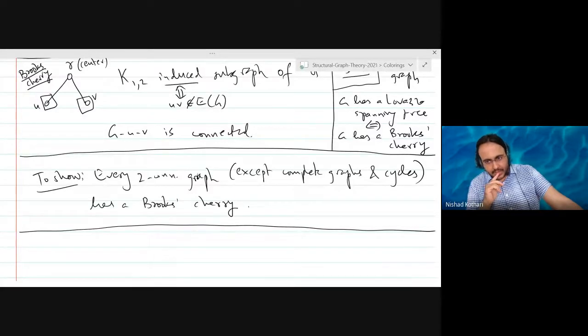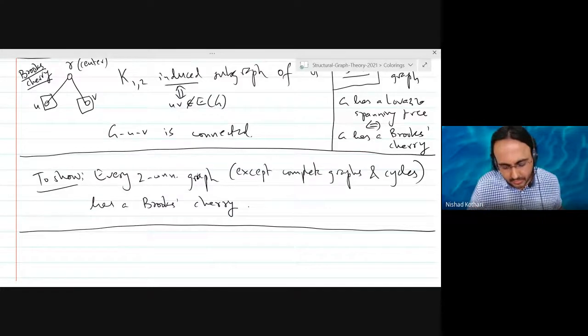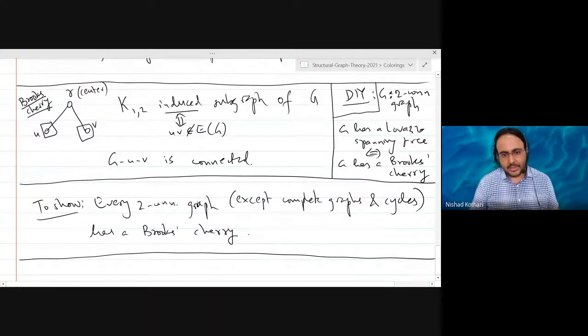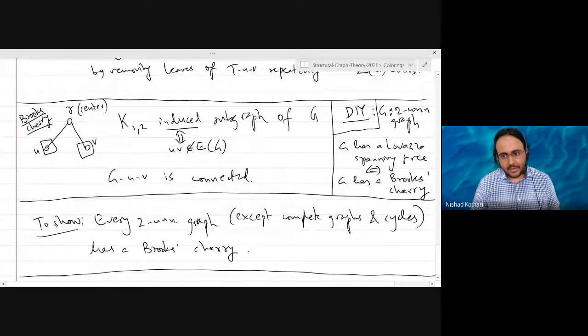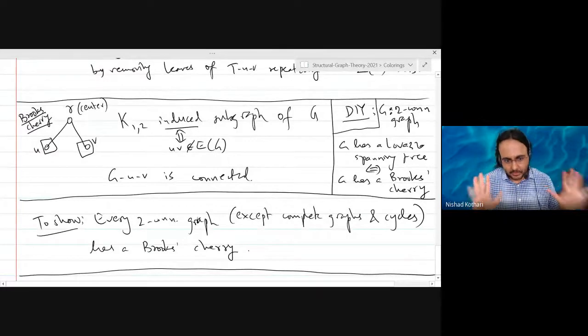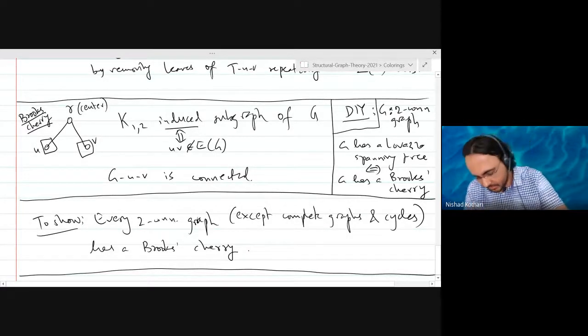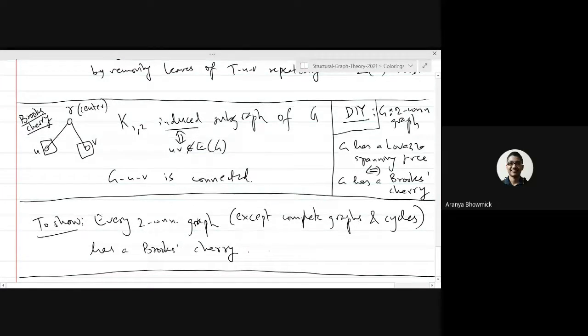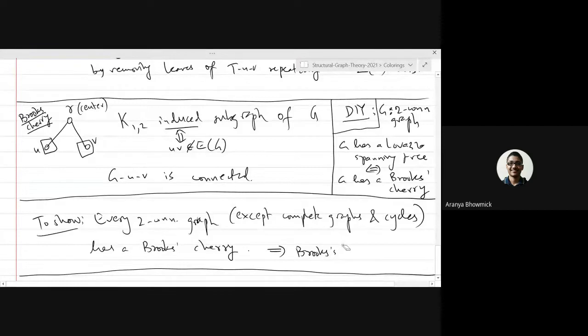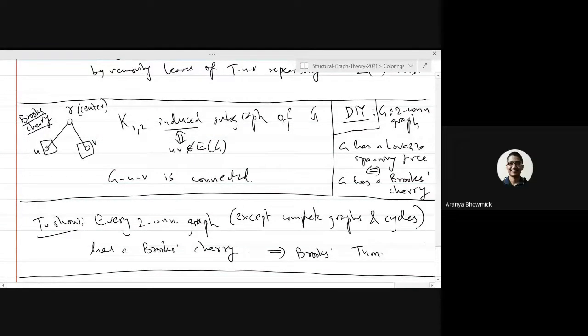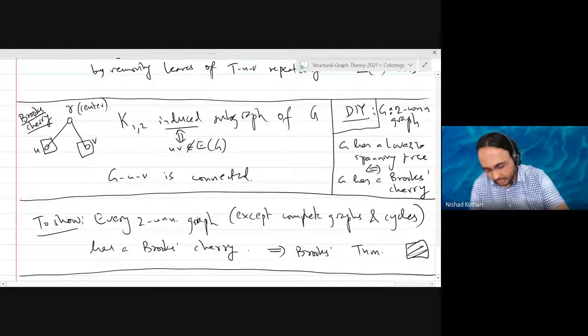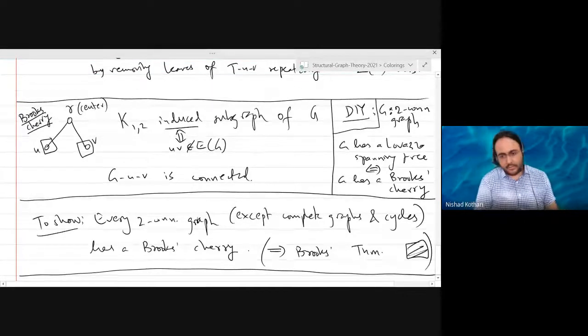Okay? But what I want to convince you about before we prove this is that once we prove this, Brooks theorem is proved. Yeah, because by the do-it-yourself, if it has a Brooks cherry, it has a lower spanning tree, if and only if these are two connected. And if it has a lower spanning tree, then you already argued that we have a delta G coloring. Exactly. So we are done. So this implies Brooks theorem that we have already proved.